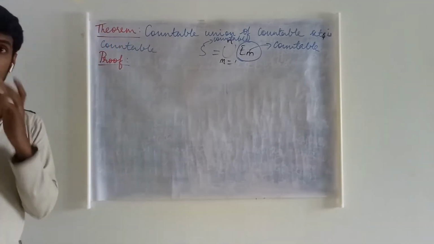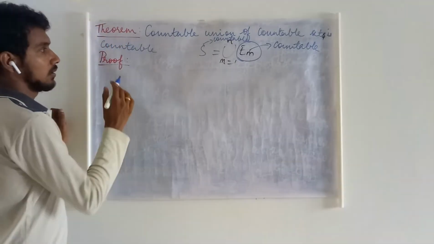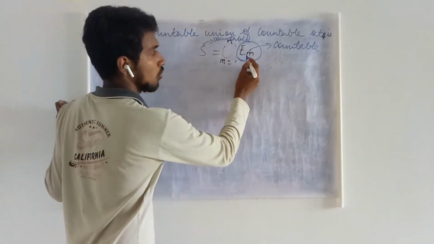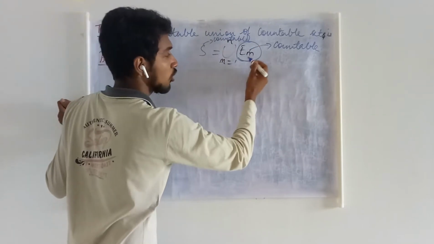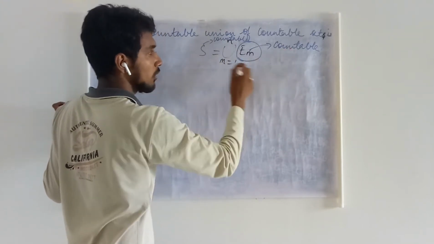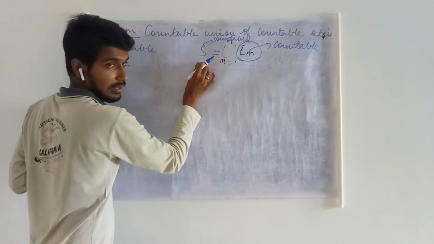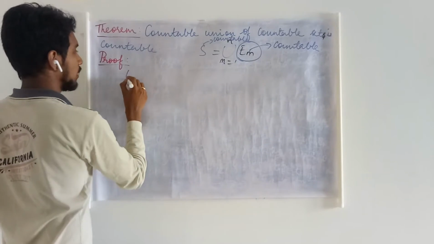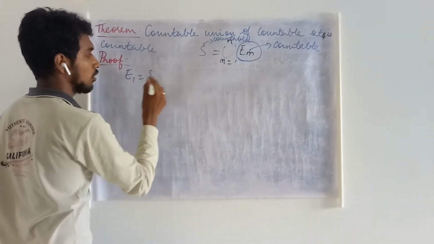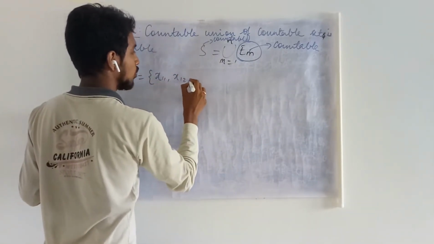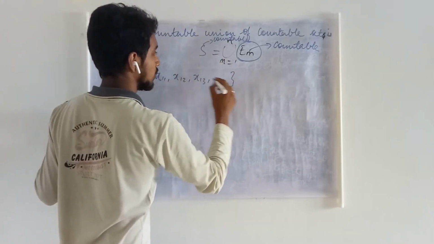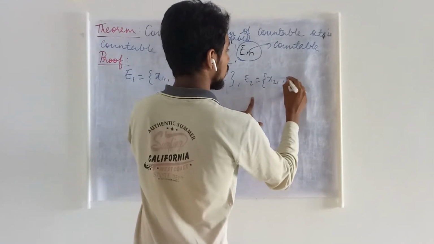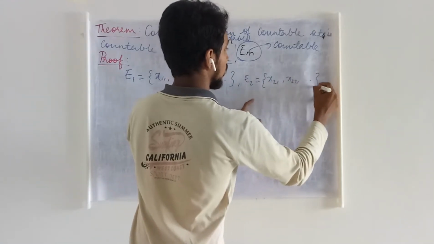The same idea, the sequence. Here I am not going to write all those things. Assume that E1, E2, ..., En, and so on are countable sets, and the countable union of these sets is denoted as S. Since each set is countable, let me write the elements of E1 as x11, x12, x13, and it goes like this. The elements of E2 are x21, x22, and it goes like this.